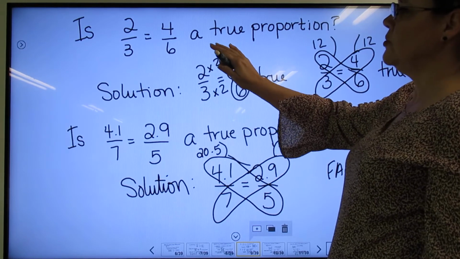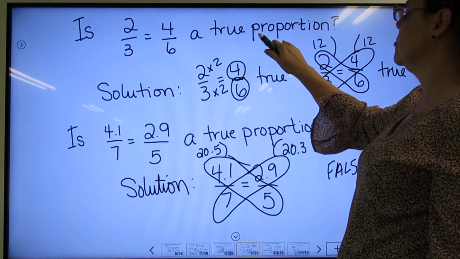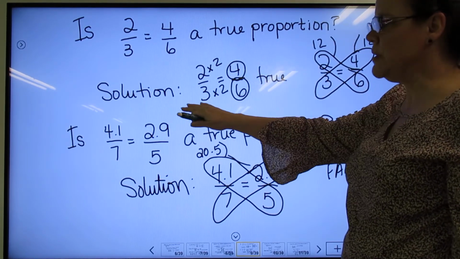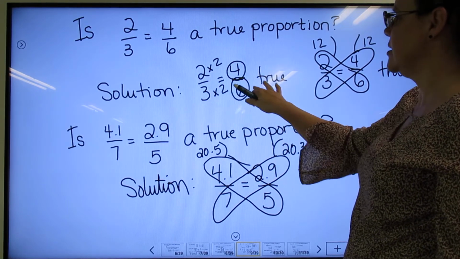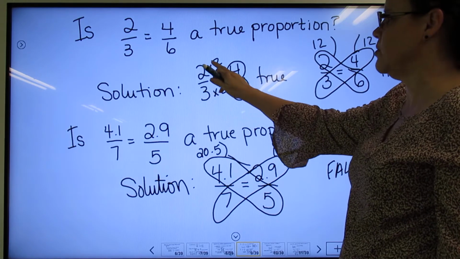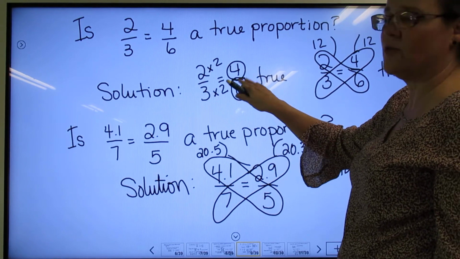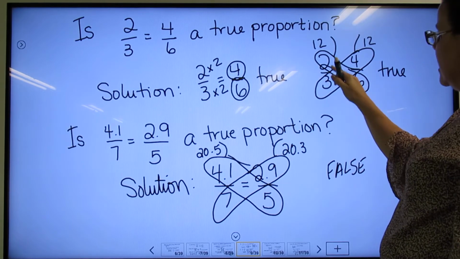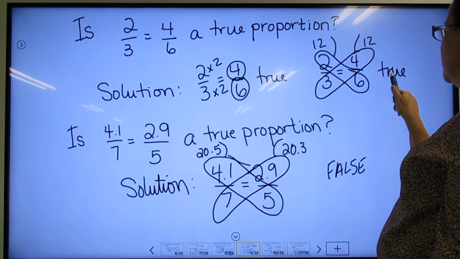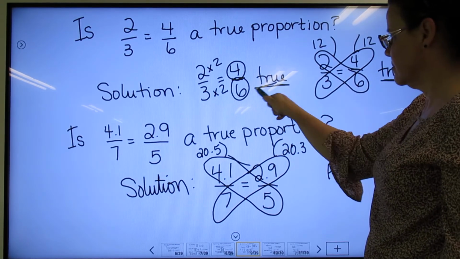Next, is 2/3 equal to 4/6 a true proportion? And this would be your solution. In this case we said true because we can multiply both of these by 2 and get 4/6. Or we could cross multiply and each side would equal 12, so it would still be true.